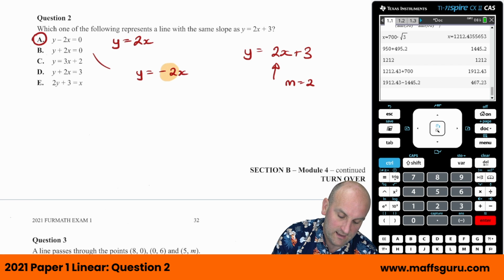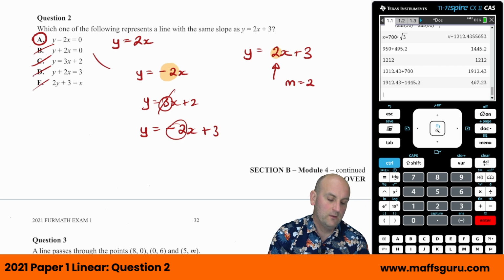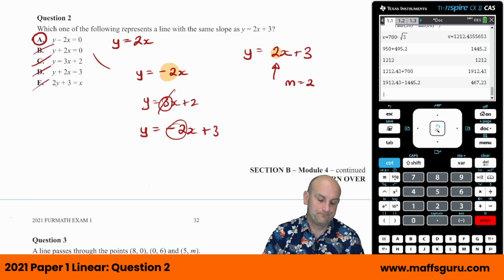Well, that value there and that value there aren't the same, so it's not B. Y equals 3x plus 2. Well, that number there is a 3, so that's no good. The next one would be y equals minus 2x plus 3. Again, minus 2, no good. And when you rearrange E, same.